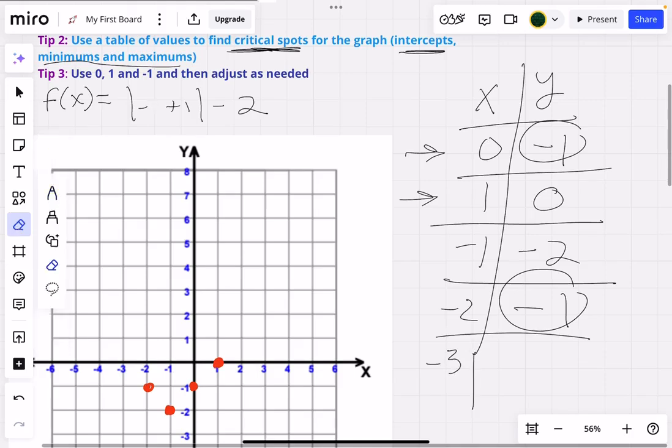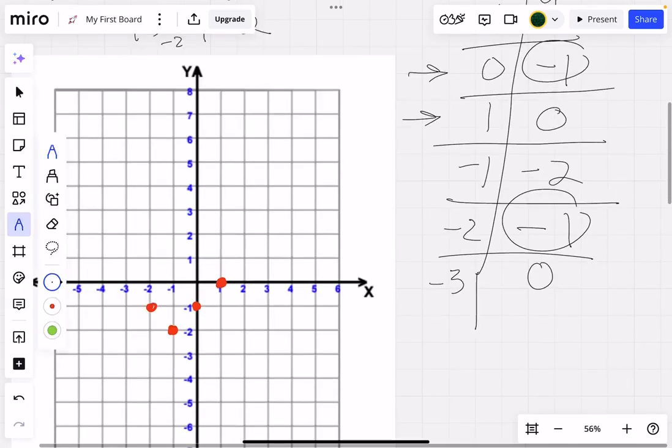So if I put negative 3 here, then negative 3 plus 1 is a negative 2, but the absolute value of negative 2 is positive 2. 2 minus 2 is 0. Look at that. It looks like we finished our graph already, and that didn't even take that long. Negative 3, 0. And now just finish connecting it because you have the accuracy from below.